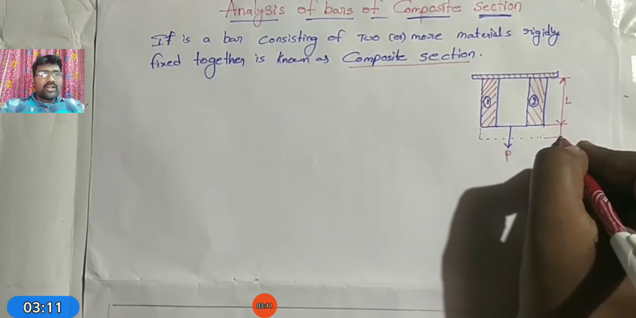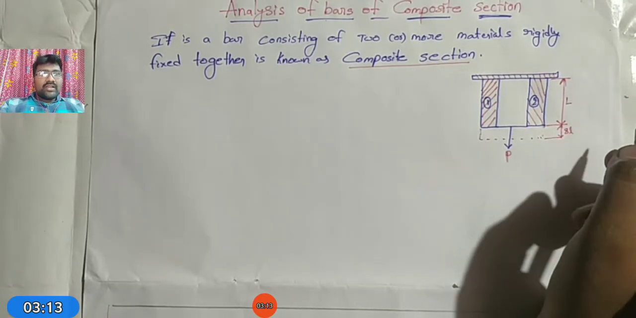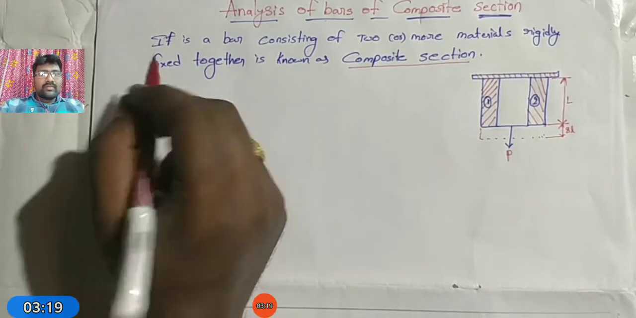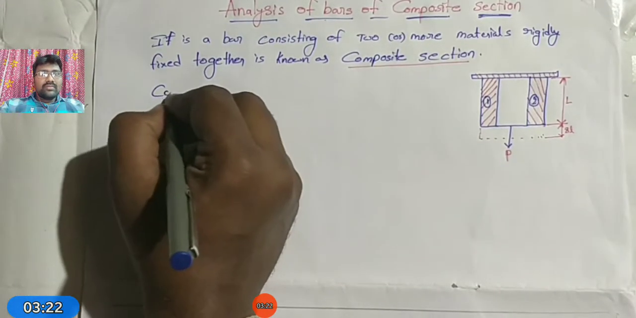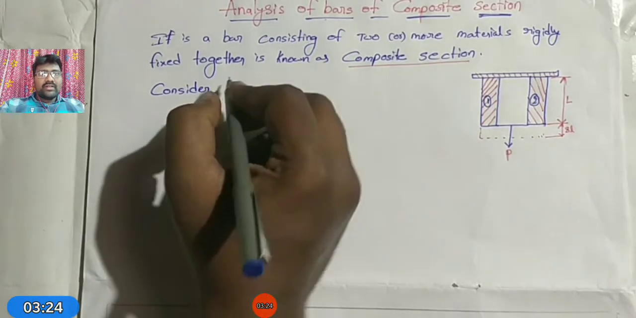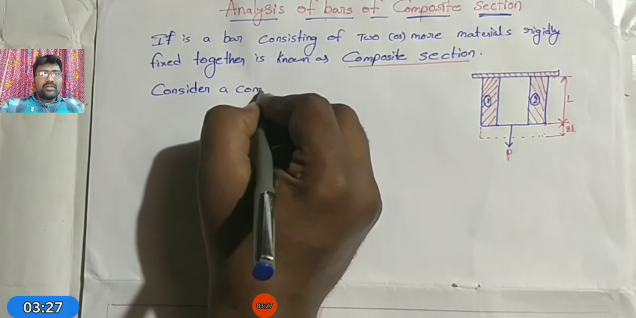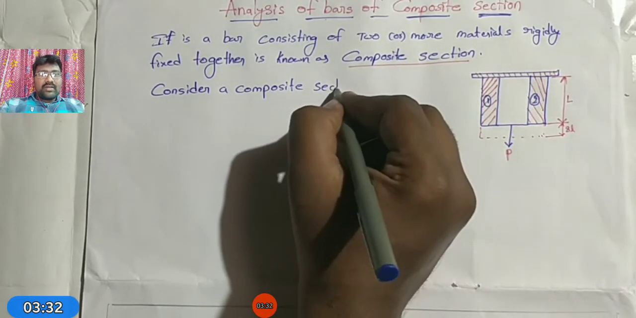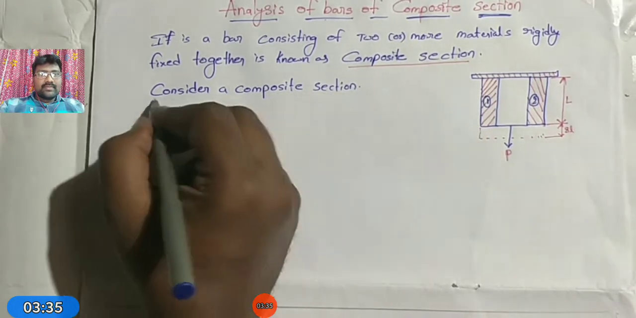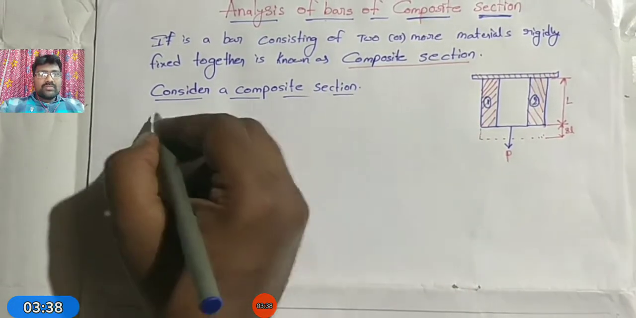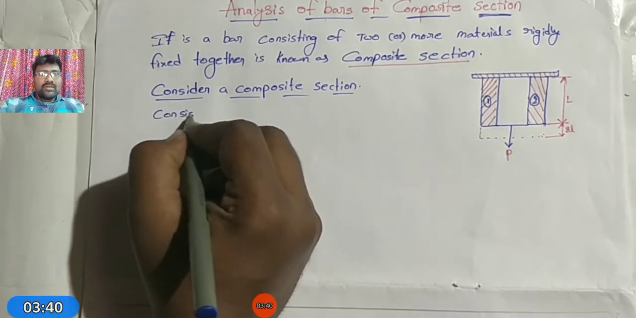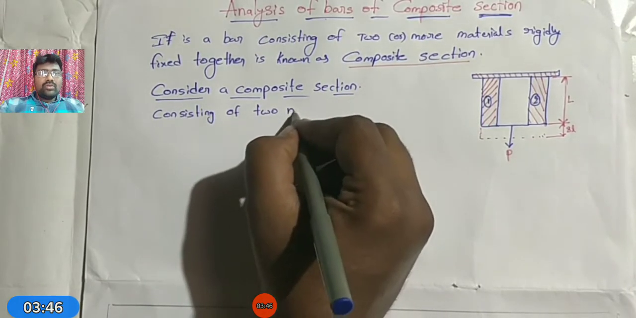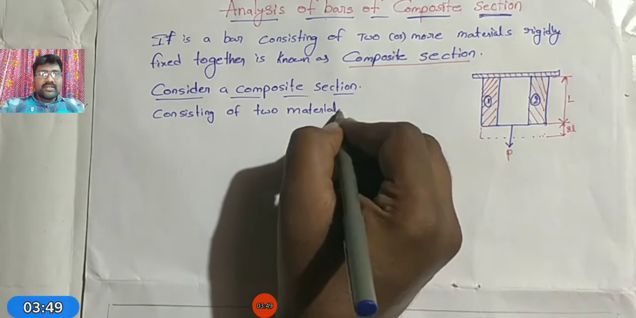Due to the applied load, what happened? Some change in the length will be developed, indicated by delta L. Consider a composite section consisting of two materials.